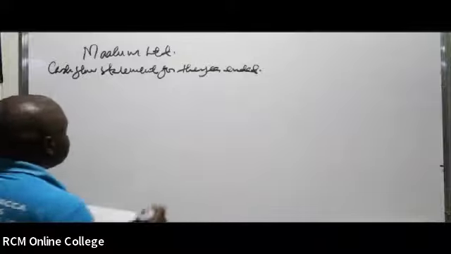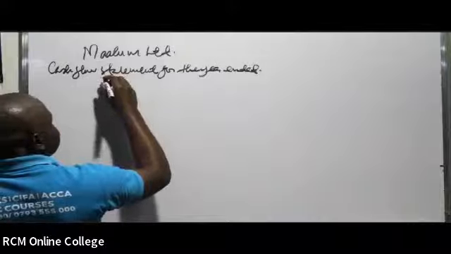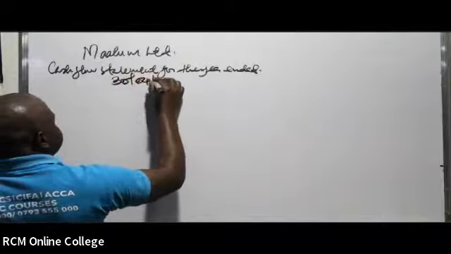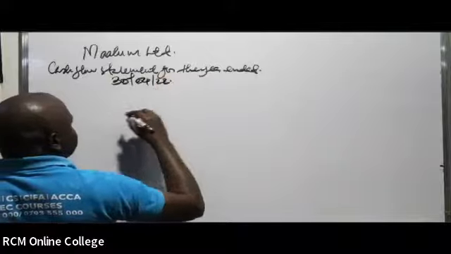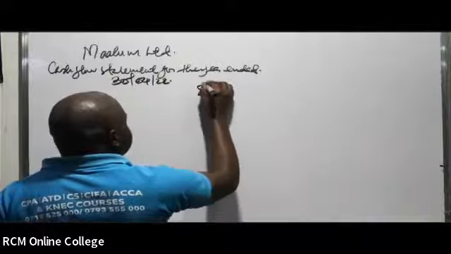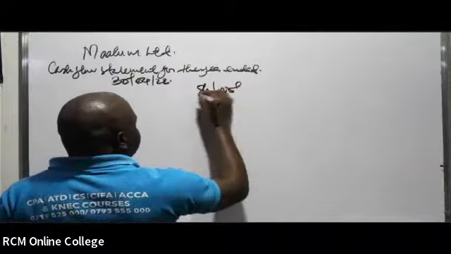31st of October. I think it is 31st of October, 30th of April. Is it 30th of April or was it October? It is 30th of April 2022. For the year ended 30th of April 2022. In this case, our shillings are actually in thousands, so you can indicate here shillings in thousands.